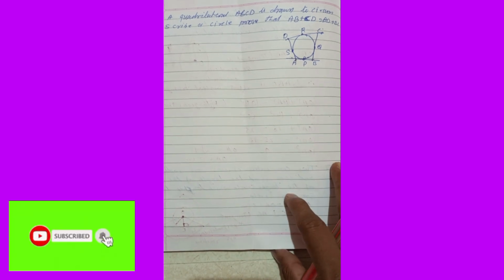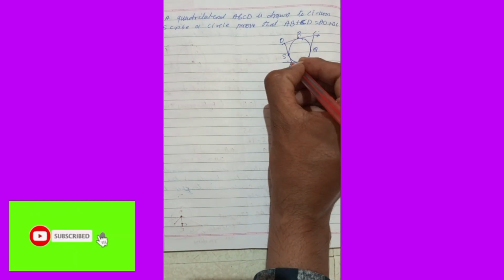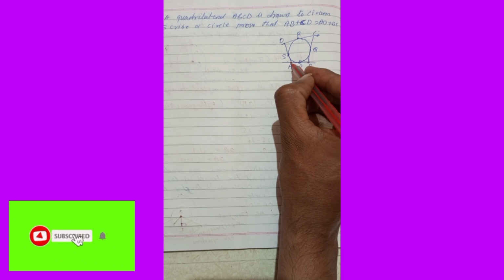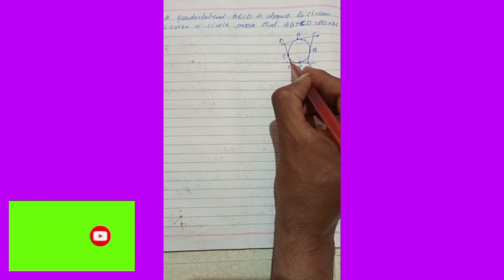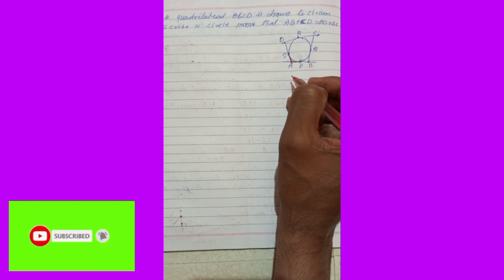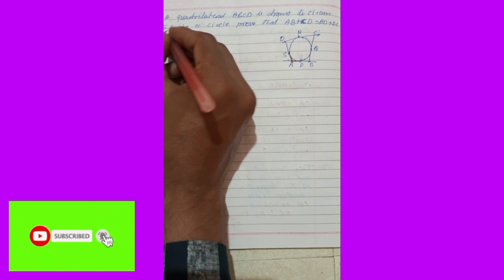Let's prove it. Very important question from the point of view of examination. So let's start from anywhere. Suppose I start from A. From A we are going to start. Now we can write this. AS and AP are the tangents to a circle. P, Q, R, S are the points of contact.